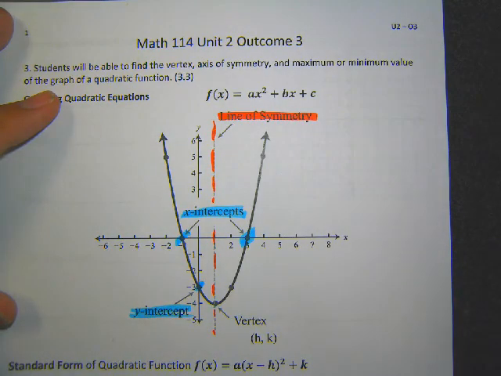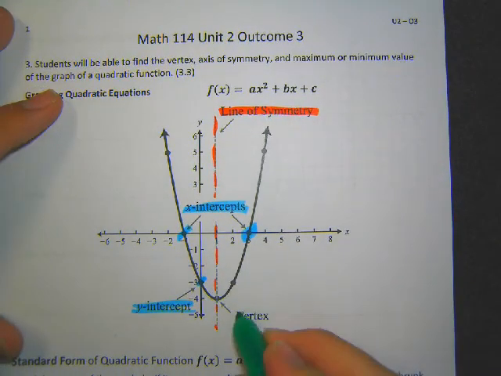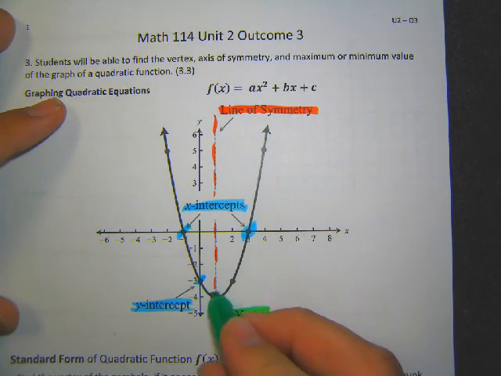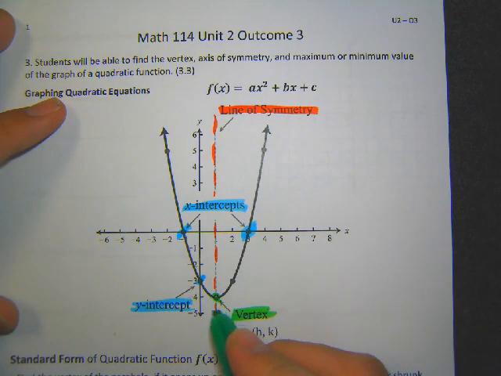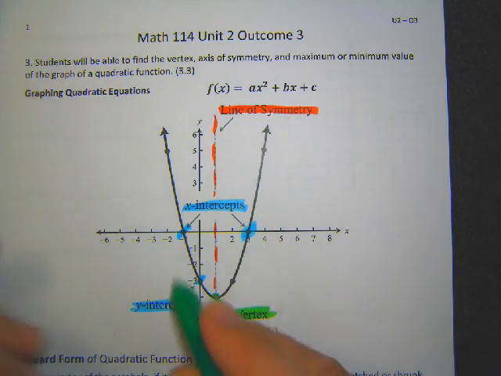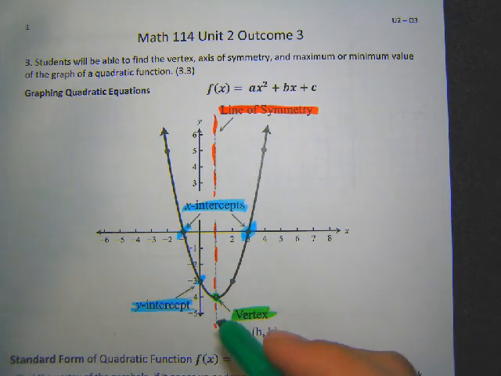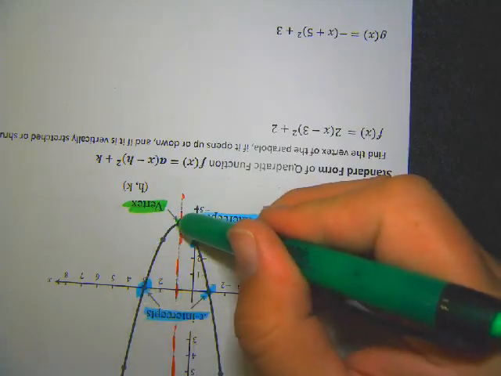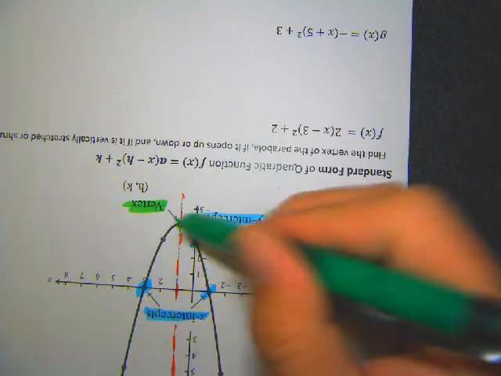And very important, the vertex. The vertex of a parabola is the turnaround point. It's the point where it stops going down and starts going up, or vice versa. Like here, it's going down until that point and then it goes back up. But if you have one that goes upside down, it stops going up and then it comes back down. So it's your turnaround point.